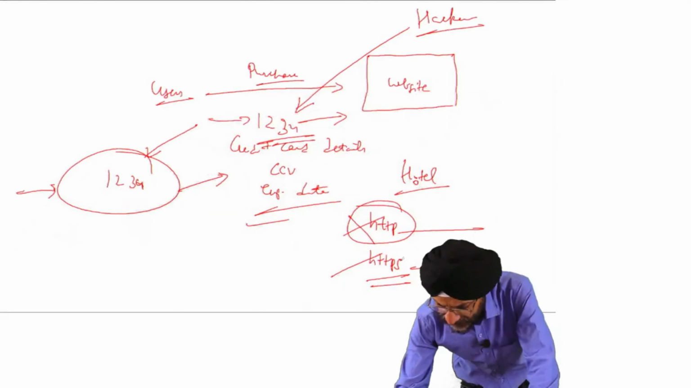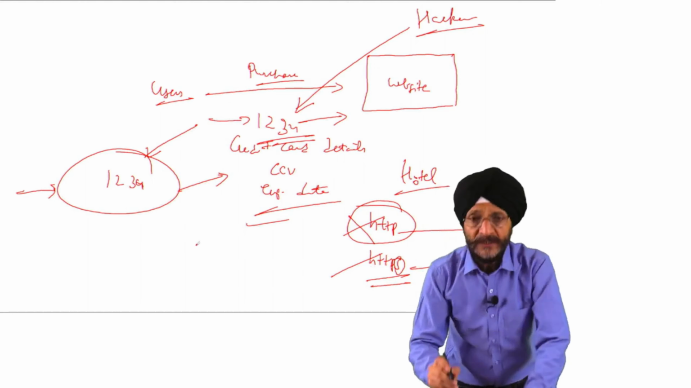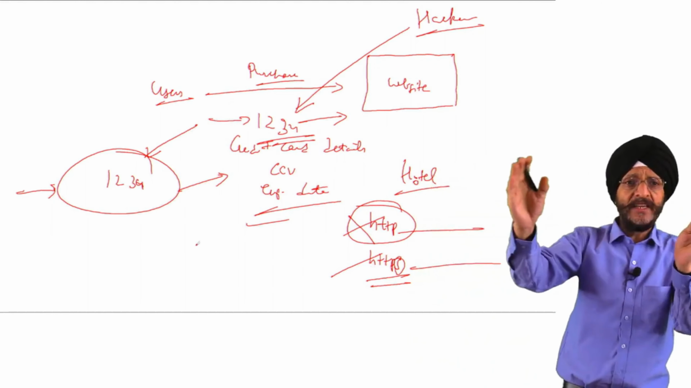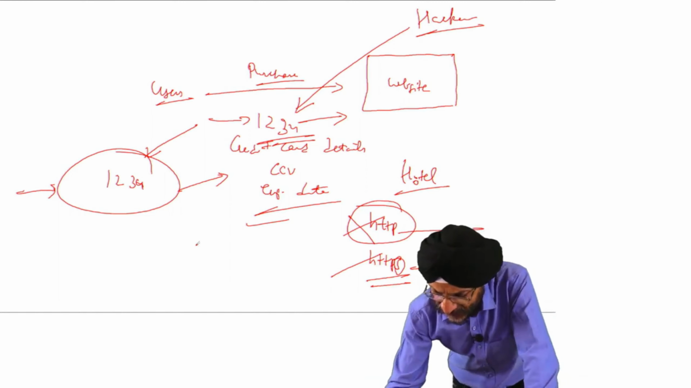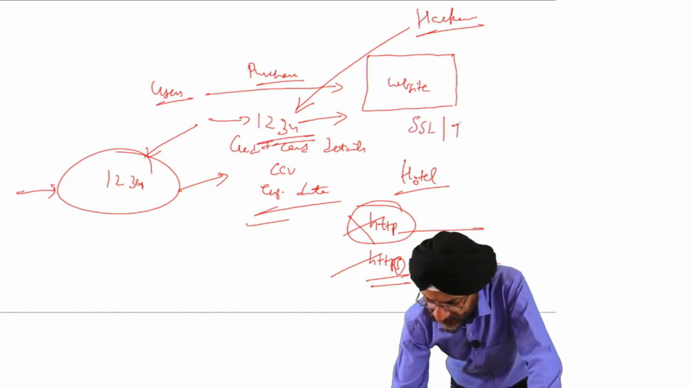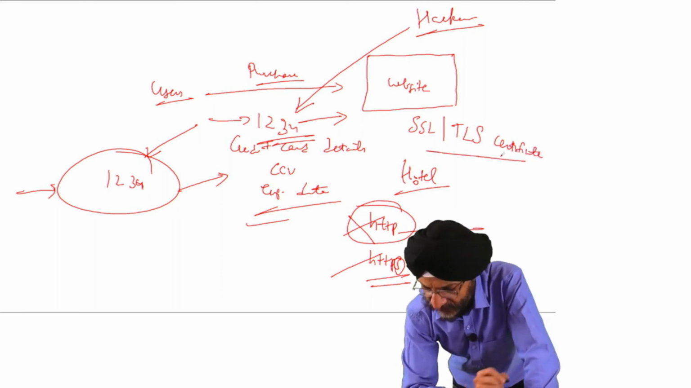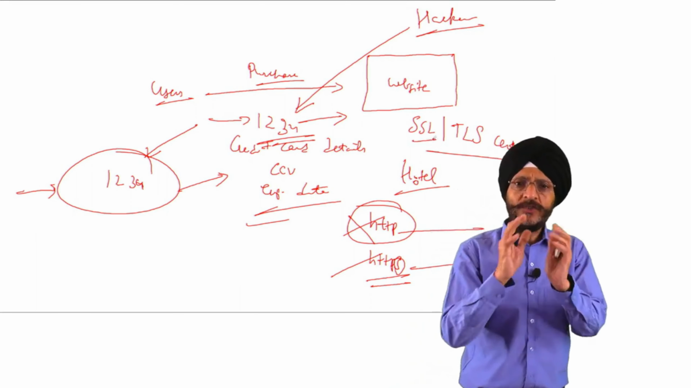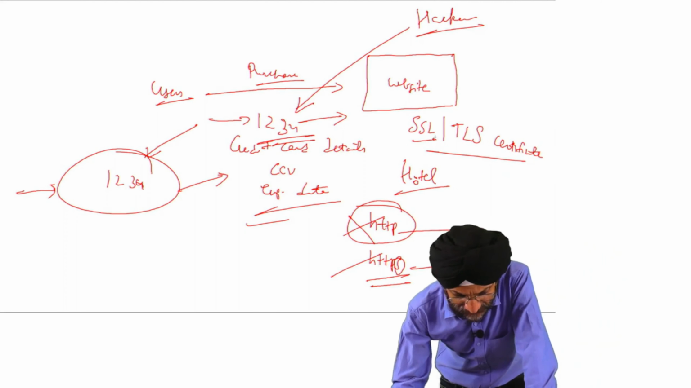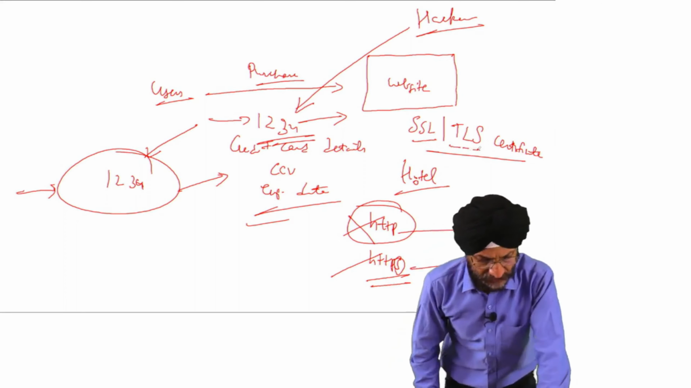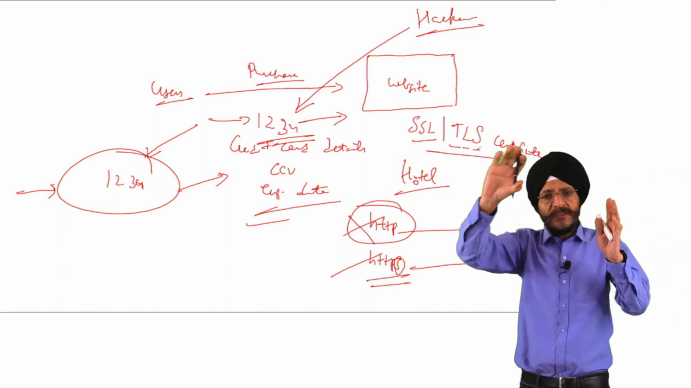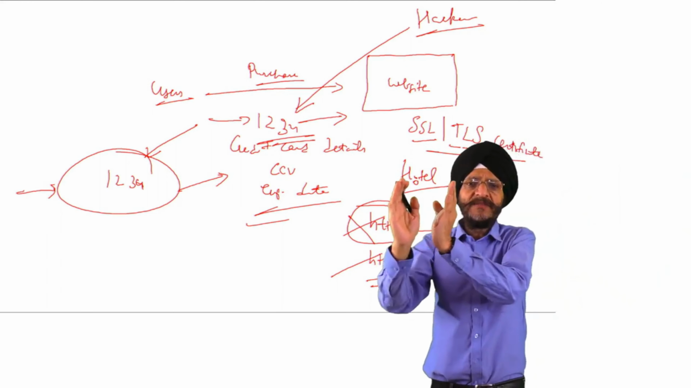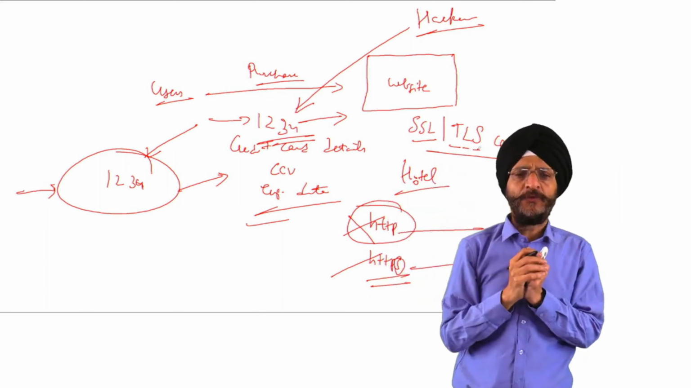HTTPS. S is extra. S means that the communication which is taking place between the user and the website is secure. That is, the website uses SSL or TLS certificate. SSL means secured socket layer and TLS means transport layer security. These are the security features in which the communication between the user and the website is secure, in an encrypted form.